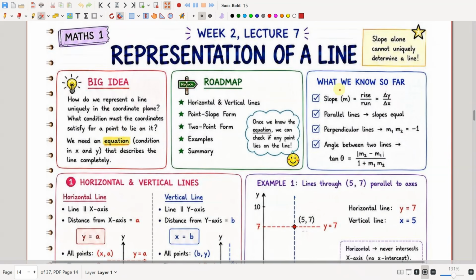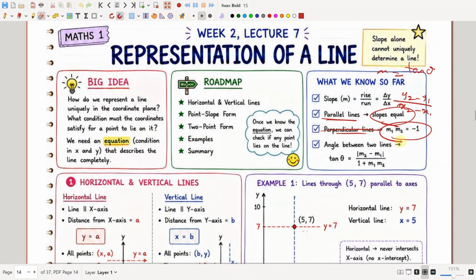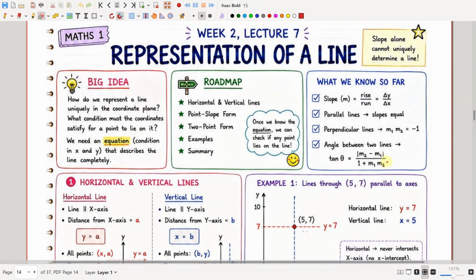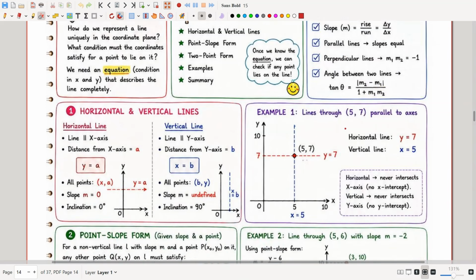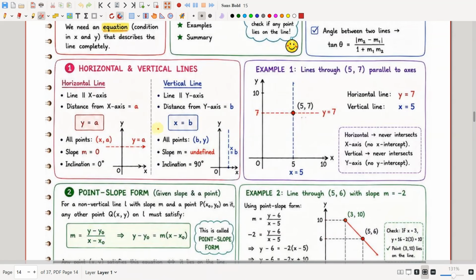So what we know so far: slope is equal to rise divided by run, that is change in y-axis divided by change in x-axis, that is (y2 minus y1) divided by (x2 minus x1). You can also use the formula m is equal to tan theta, and if two lines are parallel, then the slopes will be equal. If two lines are perpendicular, the product of their slopes will be -1, and the angle between the two lines is tan theta equal to (m2 minus m1) divided by (1 plus m1 m2). So we will have two types of line. The first one is the horizontal line, and the other one is the vertical line.